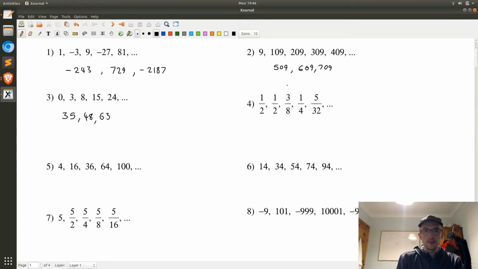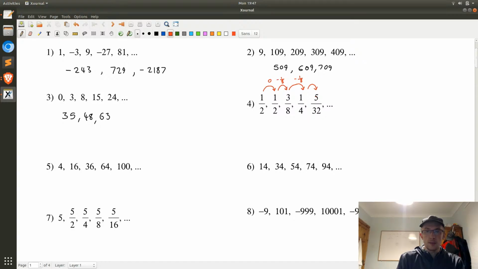Now here, it goes half, half, 3/8, 1/4, 5/32. What a strange sequence, right? We could look at the gap, the absolute difference between each term. So we'll do that just to start off with. 0. And what's a half take 3/8? Well, that's 4/8 take 3/8. So that's 1/8. So we're going 1/8 down. That's 2/8. So we're taking away an eighth again.